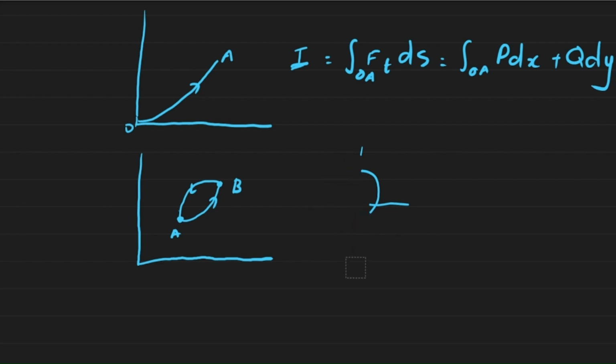So the question is, how do we get around that situation? Well, what we have to do is split it into 2 parts. So we would have to evaluate a line integral from A to B, and then again evaluate the line integral from B to A.